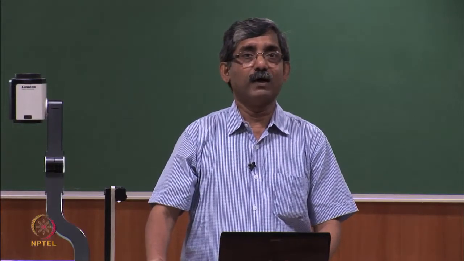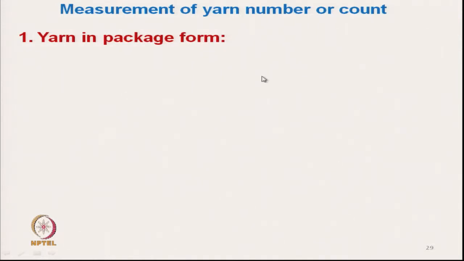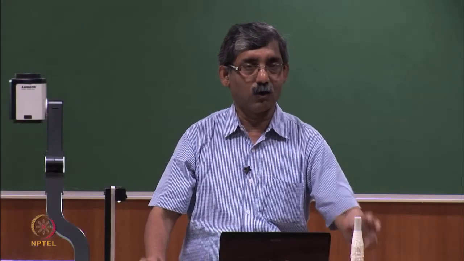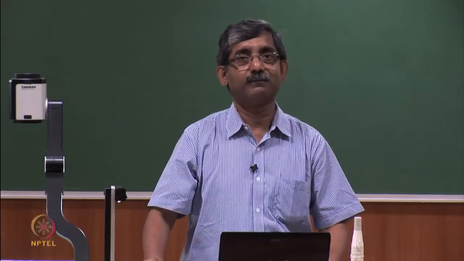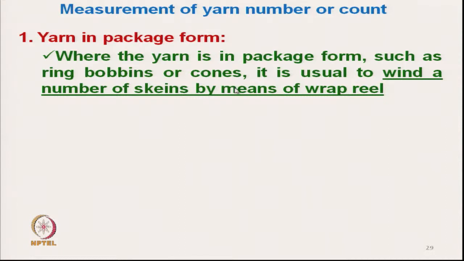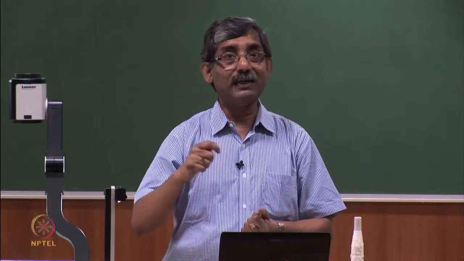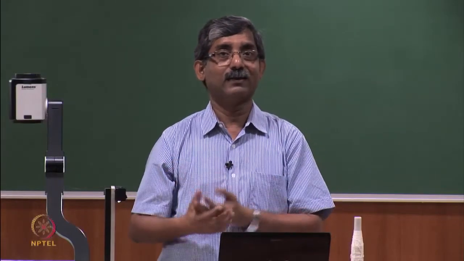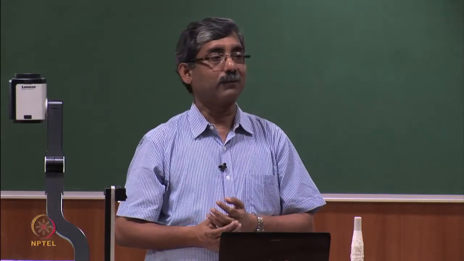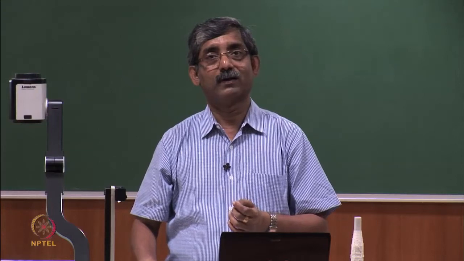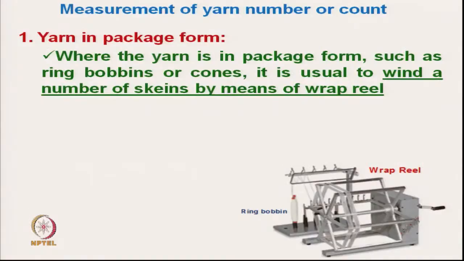So, yarn in package form, that is continuous package form, where we have longer length of yarn available. When the yarn is in package form such as ring bobbin or cone, it is usual to wind a number of skeins by means of a wrap reel. So, a number of hanks, number of leas, continuously of a certain length by using a wrap reel, if you want to measure the count. So, this is a wrap reel.